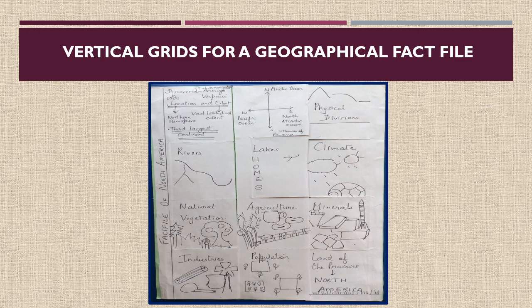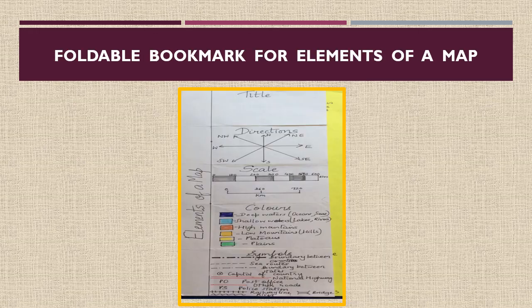A geographical fact file based on continents and countries with foldable vertical grids is useful for listing keywords, important geographical facts, and pictorial representation of geographical features. A foldable bookmark for the elements of a map is useful to be placed in an atlas for map reading and map study.